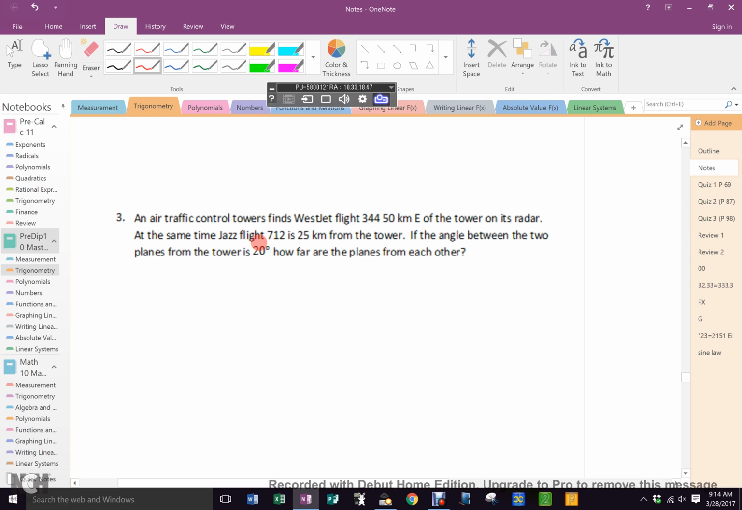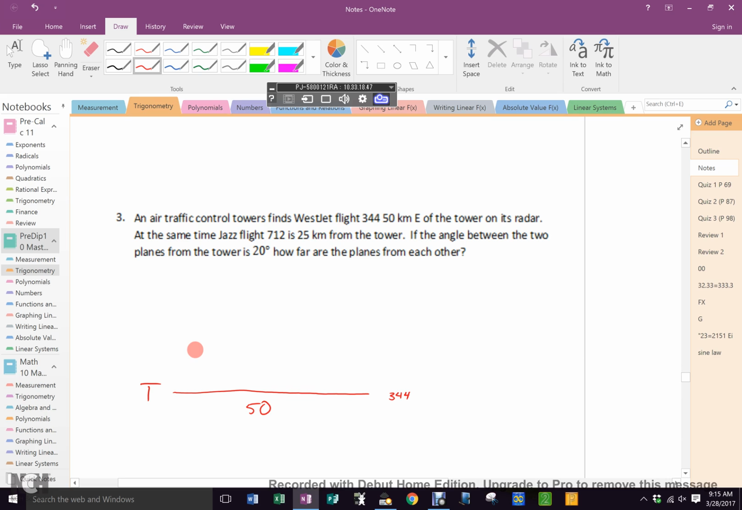All right. So, the flight is 50 kilometers east of the tower. So where's east? What direction do we draw east? Straight to the right, correct? So I got a tower, and over here is flight 344, and that is how far? 50. Cool? Flight 712 is 25 kilometers from the tower, and the angle between them is 20.